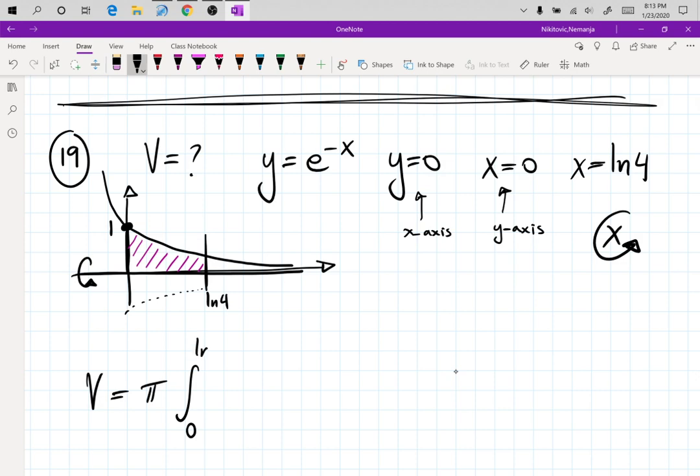Integral 0 to ln 4, because those are our a and b limits on the x-axis. We're going to take our e to the negative x and square it. That's the function which you are rotating. And then we have dx. Okay, let's see some algebra and calculus 1 skills to integrate this. So I'll give you about 20 seconds, no pressure.